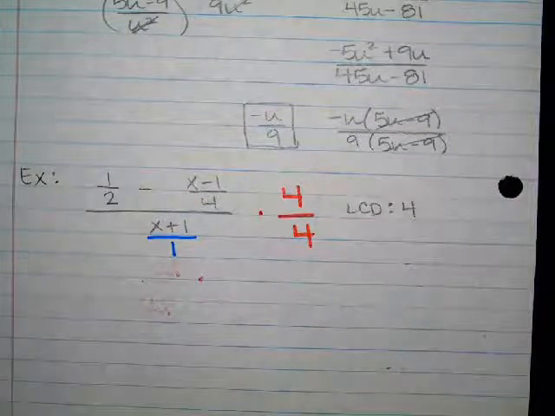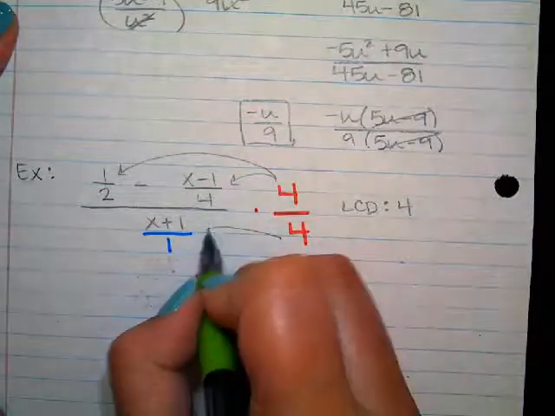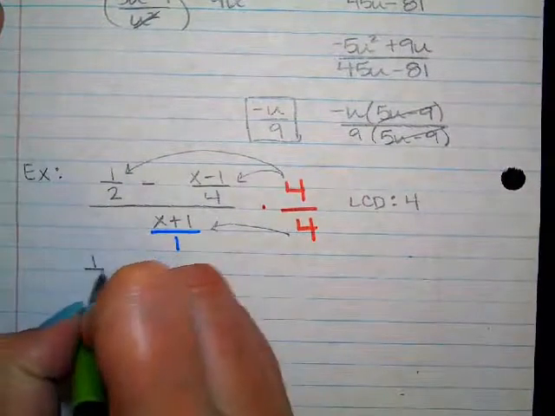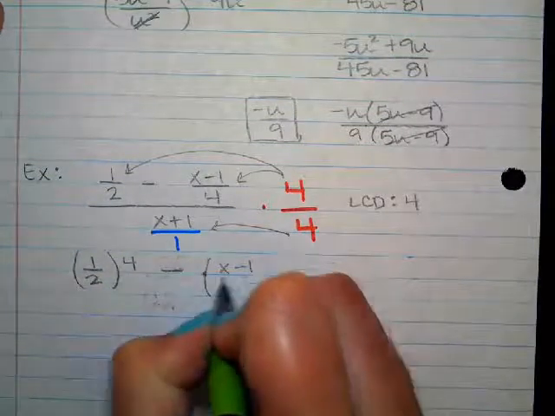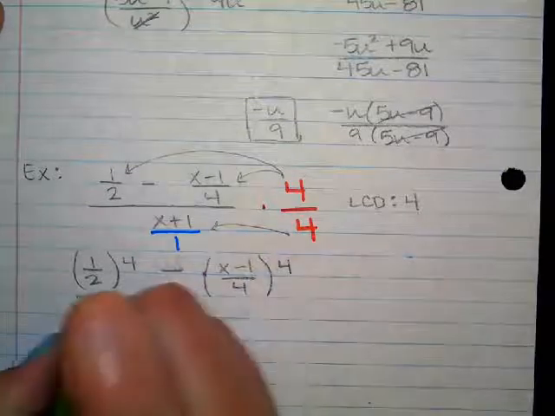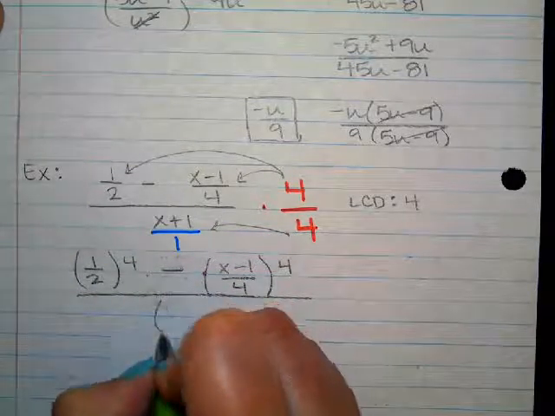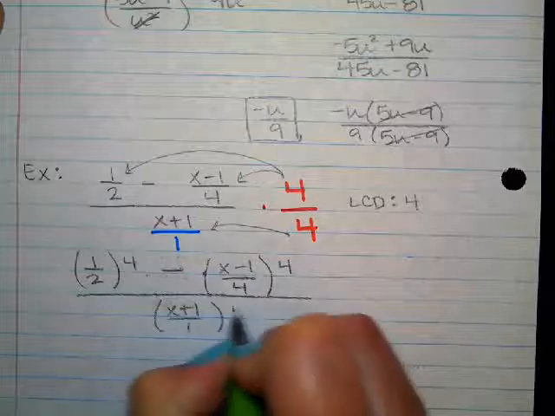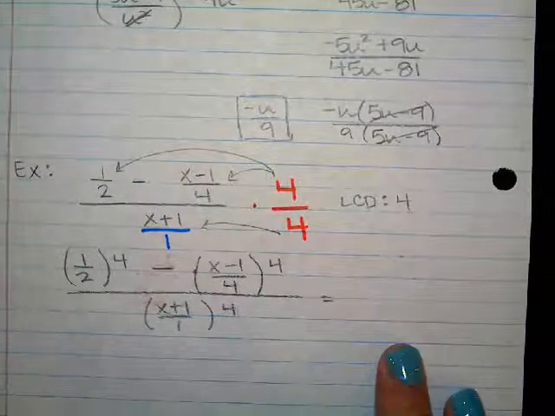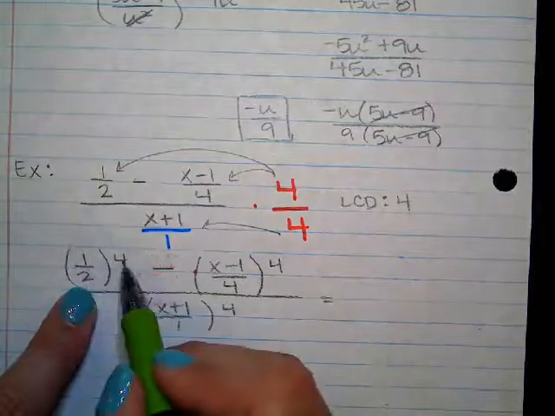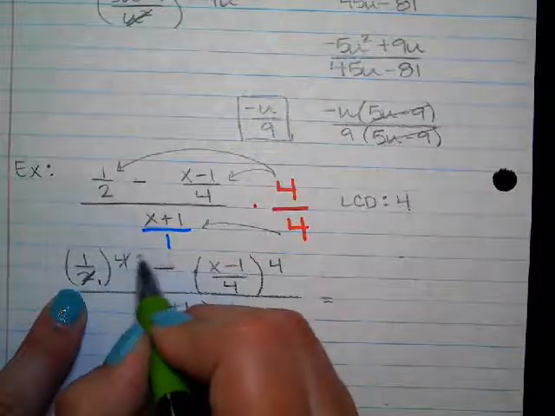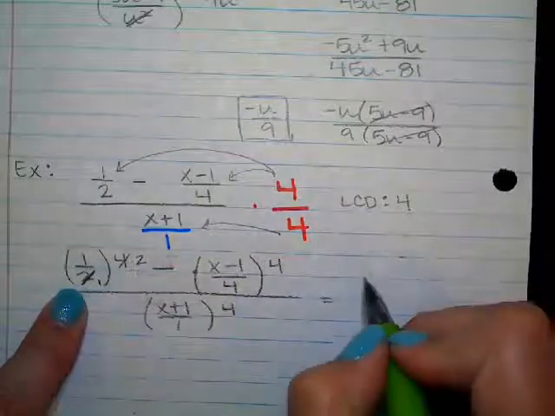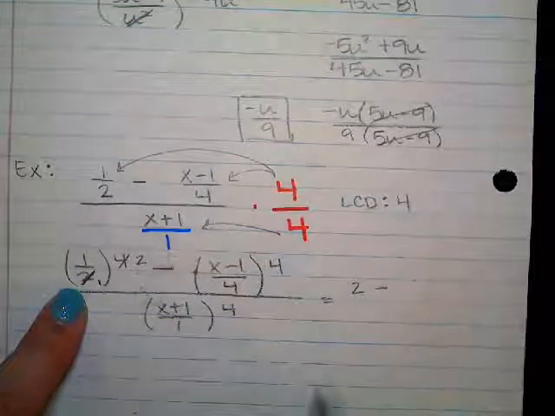So 1/2 times 4, that times 4, that times 4. So I've got 1/2 times 4, x minus 1 over 4 times 4, x plus 1 over 1 times 4. So for the first one, 1/2 times 4, we can say 2 divided by 2 is 1, 4 divided by 2 is 2. So we've got 1 times 2 is just 2. Here we've got the 4's cancel.